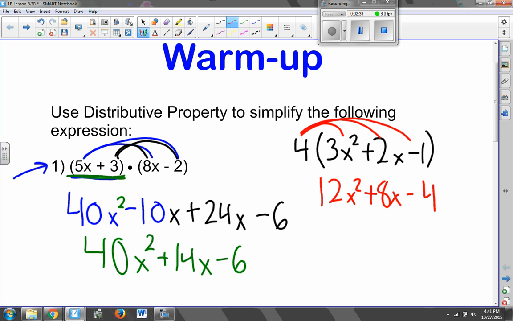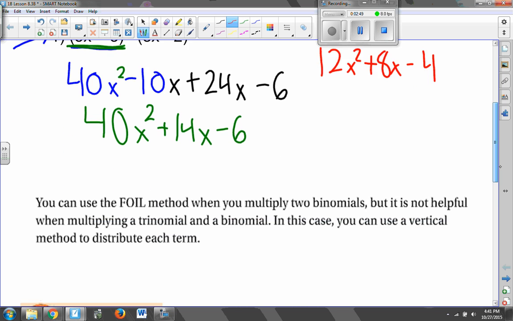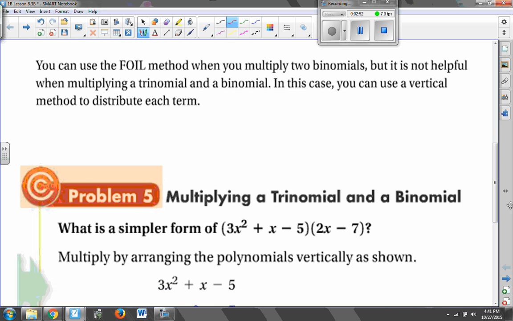So we're going to put these two things together then today and look at a way that we can multiply a binomial times a trinomial. Now, unfortunately, we cannot use the FOIL method, right? Your book tells you that you can use FOIL when you multiply 2 binomials. That means 2 terms each, but it is not helpful in multiplying a trinomial and a binomial.